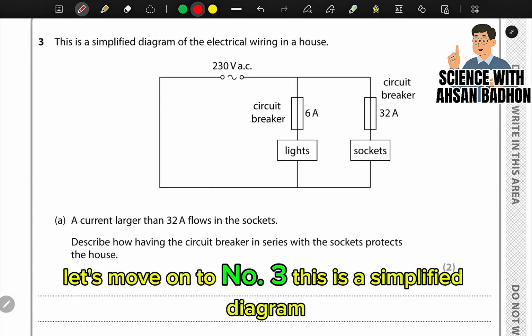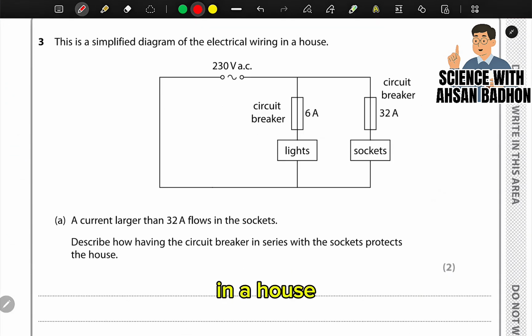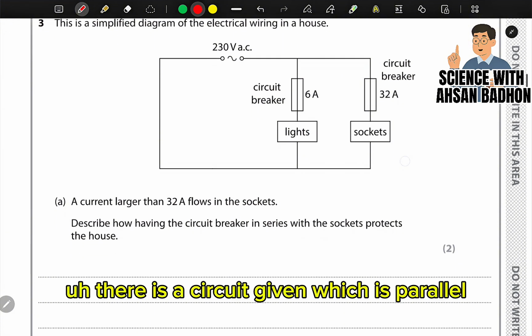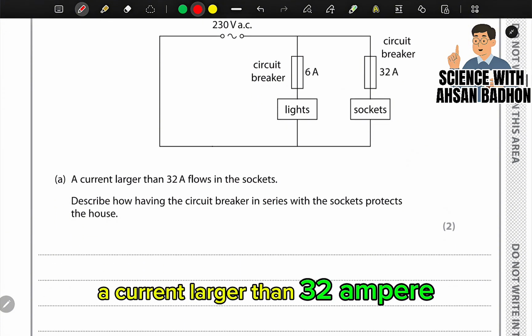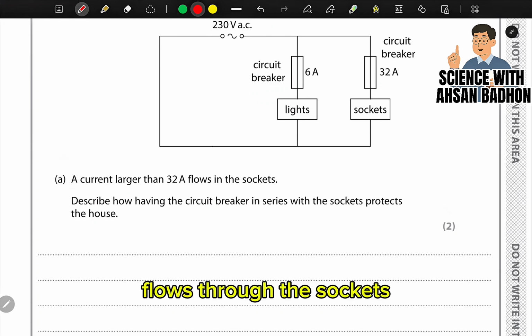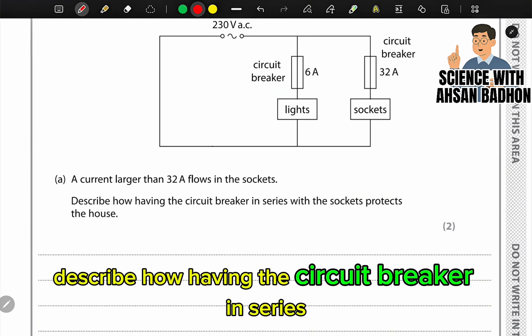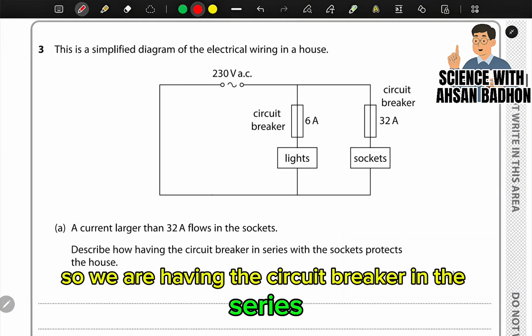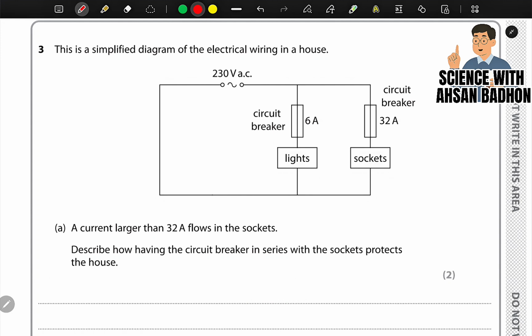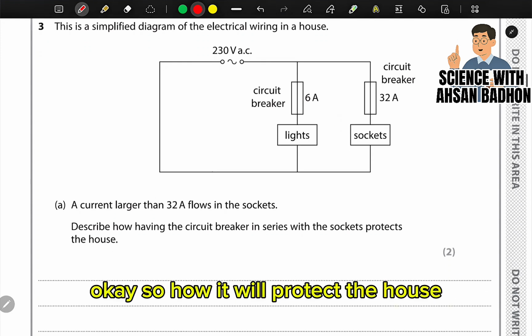This is a simplified diagram of the electrical wiring in a house. There is a circuit given which is parallel. A current larger than 32 ampere flows with the sockets. Describe how having the circuit breaker in series with the socket protects the house. So we are having the circuit breaker in the series circuit. Okay, so how will it protect the house?